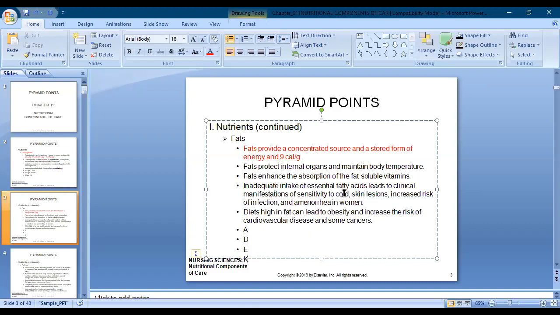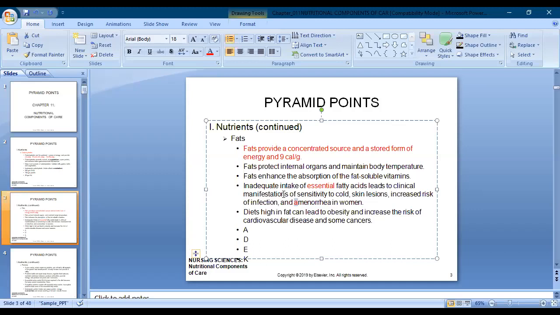Inadequate intake of essential fatty acid. You see the term essential, what our body must have. Essential fat. Our body does not need too much, just a very small trace amount, but you need it. Fatty acid deficiency leads to clinical manifestations: sensitivity to cold, skin infection or lesions, or increased risk of infection. Also amenorrhea. I always tell my students, anything starting with A, this is absent. A for amenorrhea, absent. If a female's menstruation is absent, it is amenorrhea.